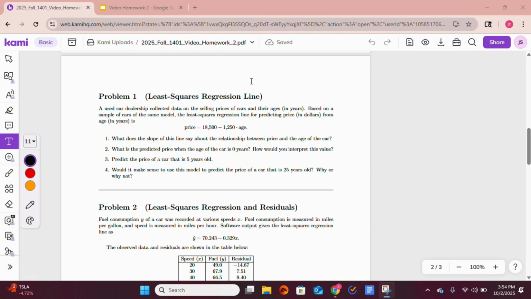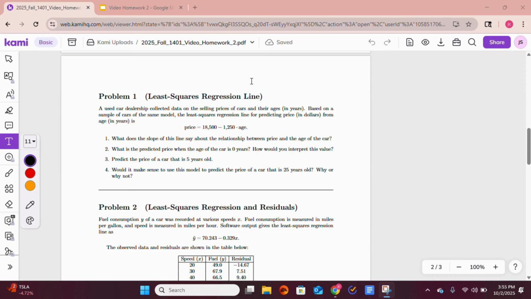In problem 1, it gives us a word problem with 4 questions that go along with it. It tells us, a used car dealership collected data on the selling prices of cars and their ages in years. Based on a sample of cars of the same model, the least squares regression line for predicting price in dollars from age in years is price = 18,500 - 1,250 times age.